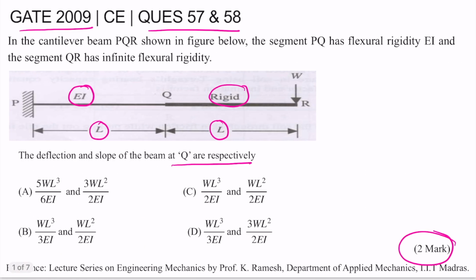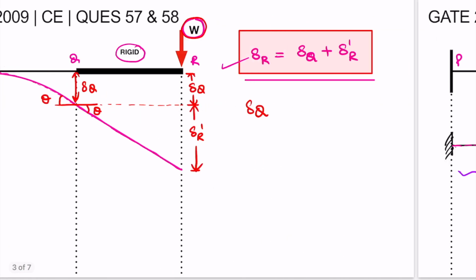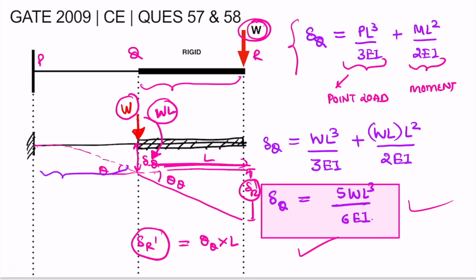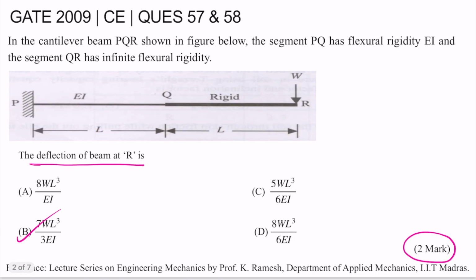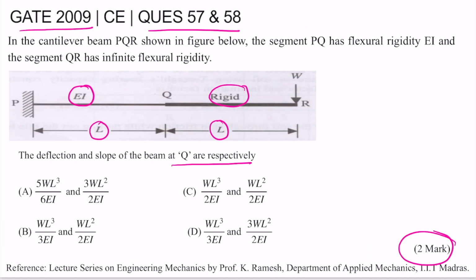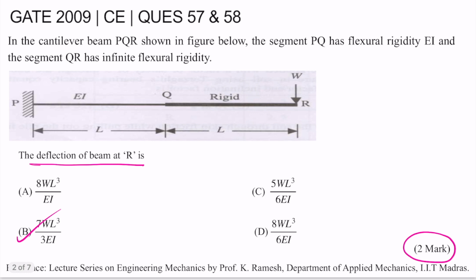Question number 57 was linked with it, and in between we have calculated the value of delta Q, that is the deflection at Q, and slope at Q also. So deflection at Q we calculated as 5WL cube by 6EI, and slope we calculated as 3WL square by 2EI. So let's see which option is matching. 5 by 6 WL cube by EI and 3 by 2 WL square by EI. So option number A is matching. So finally the answer for question number 57 is option A, and for 58 is option number B.